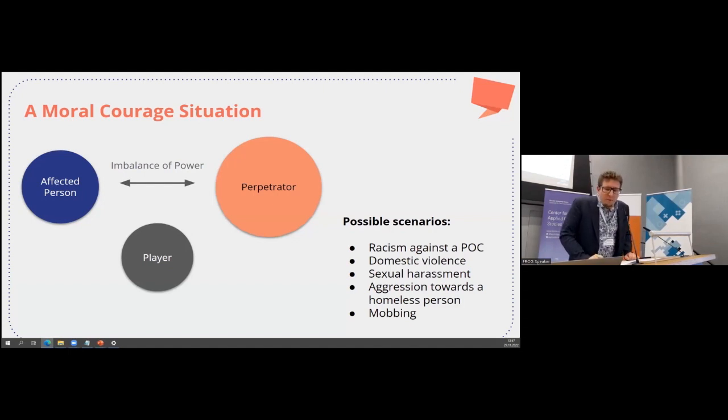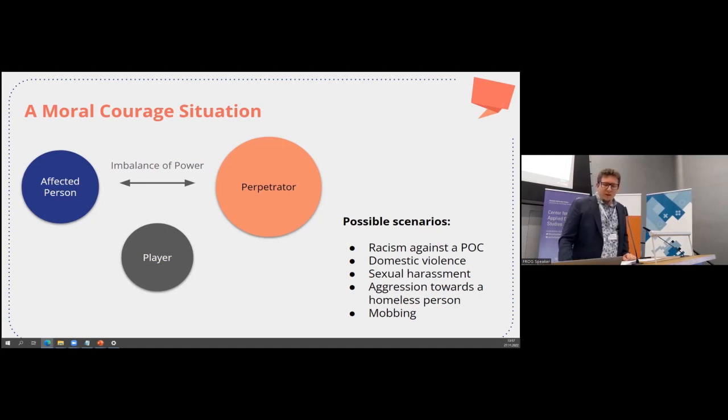So we thought about a number of possible scenarios, and I've listed a few here. It's like racism against people of color. There is domestic violence that you could use. There's sexual harassment, aggression towards homeless people, or mobbing, bullying, and all those things.